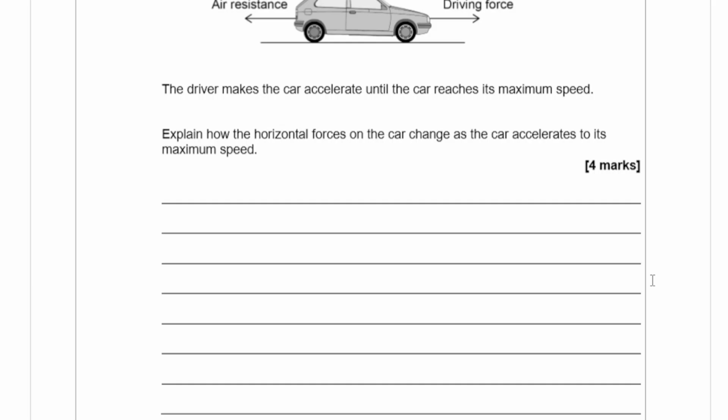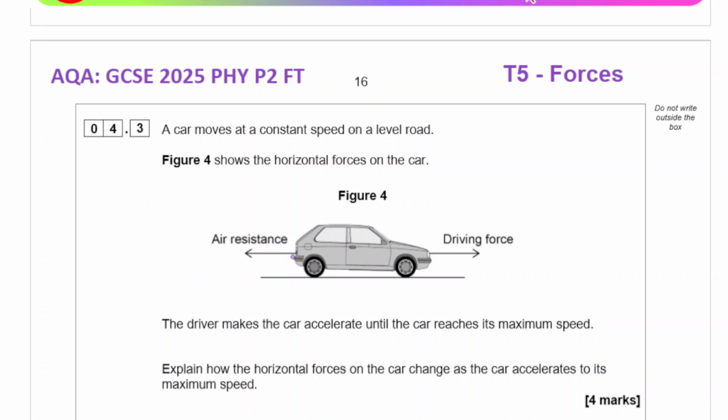Now, if it's accelerating, the driving force should be increasing. Initially, air resistance is 0 when it was standing still. Now, as the driving force increases, the car accelerates. As it accelerates, there is going to be more air resistance. So air resistance slowly starts creeping up from 0 all the way up to the same force as the driving force. At this point, when the air resistance and the driving force are equal, it would reach terminal velocity or maximum speed. It can't go any faster than that.